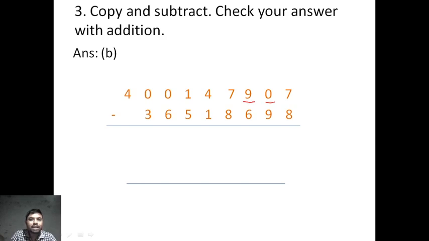So what is here? 8. So 9. From this 9 we will take 1. If you take 1, it will be 8, and this 1, when it goes to the next place, it will be 10. Just keep in your mind that you take 1 from here, but when it comes to the next place, it will be 10. Okay, so 0 plus 10, 10.